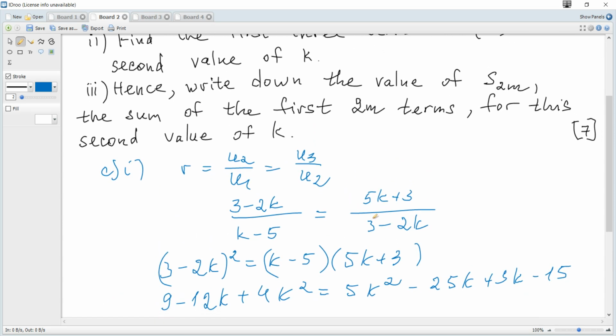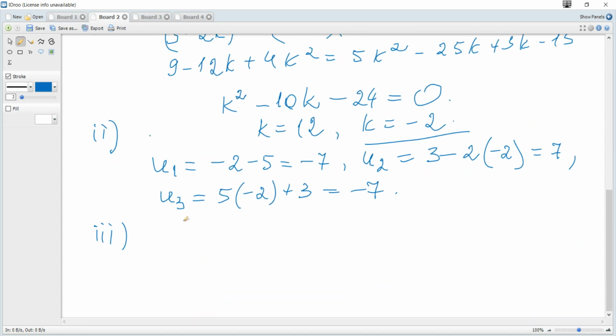Hence write down the value of S2m, the sum of the first 2m terms for this second value of k. How to understand this 2m? It means an even number of terms, for example 10 or 20, and you can notice that the sequence looks like negative 7, 7, negative 7, 7, and so on, and you can see that the common ratio is negative 1 here, and it means the sum of an even number of terms.